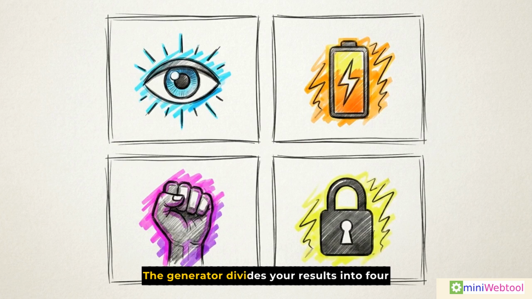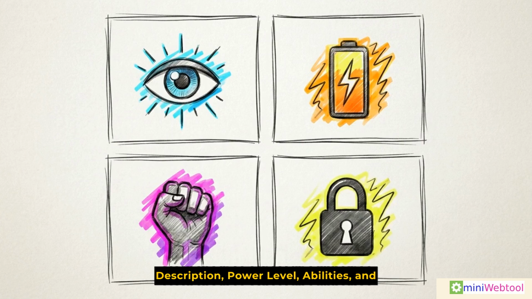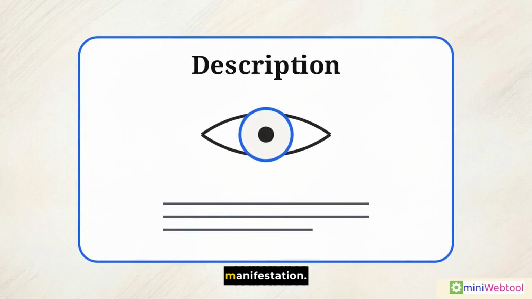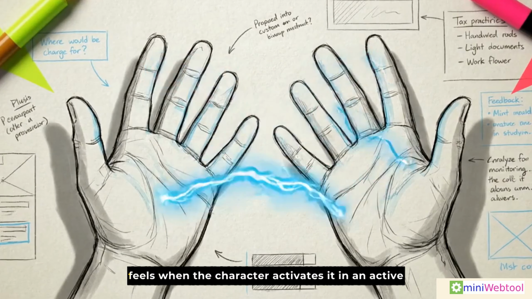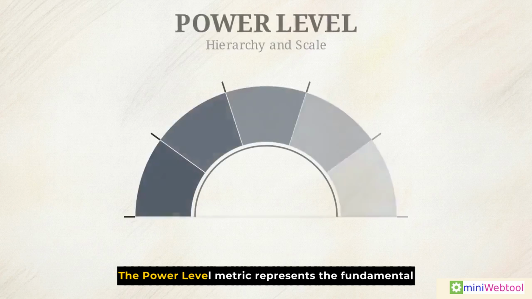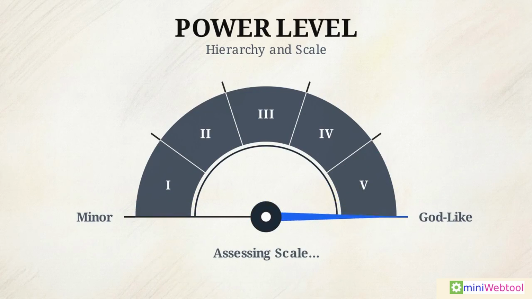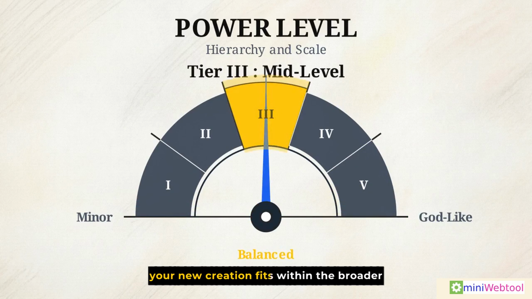The generator divides your results into 4 distinct sections: description, power level, abilities, and limitations. The description module outlines the visual manifestation. This dictates exactly how the power looks and feels when the character activates it in an active scene. The power level metric represents the fundamental scale of the character's capabilities. Assessing this metric determines exactly where your new creation fits within the broader hierarchy of your world building.